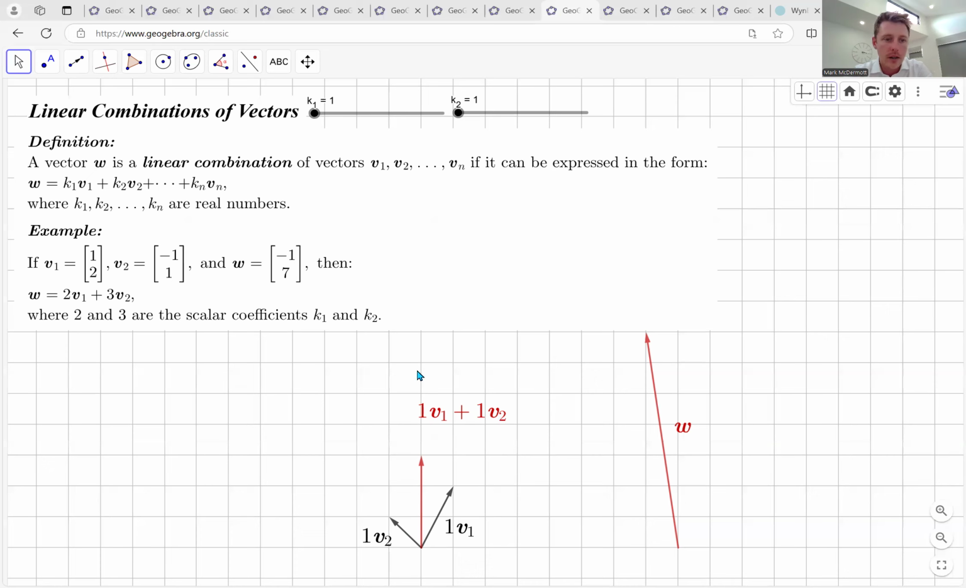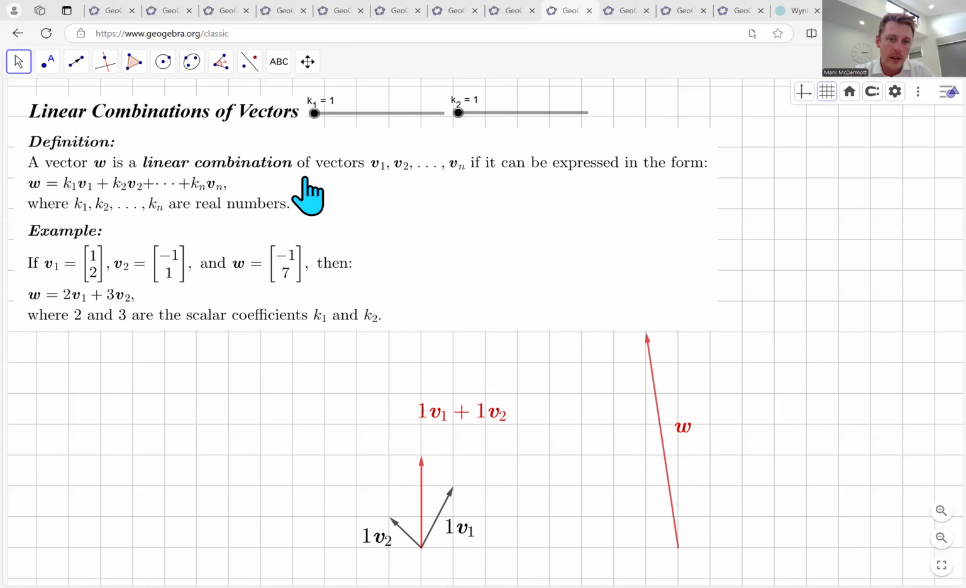But what we're saying now is we can express another vector W as a linear combination of these two vectors. The vector W is negative 1, 7. So we start at some point, we move to the left one because that's negative 1, and then we move up 7. That gets us to here. So this is vector W. But you'll notice we can express W as a linear combination of V1 and V2.